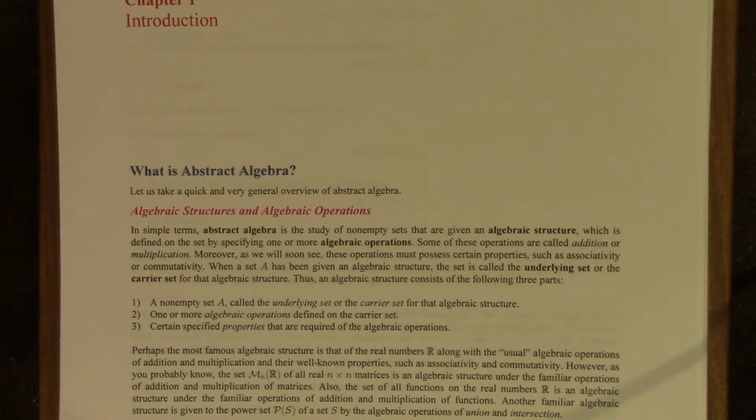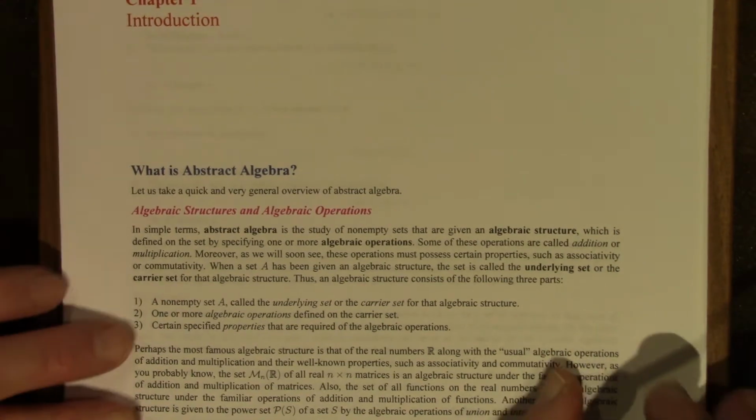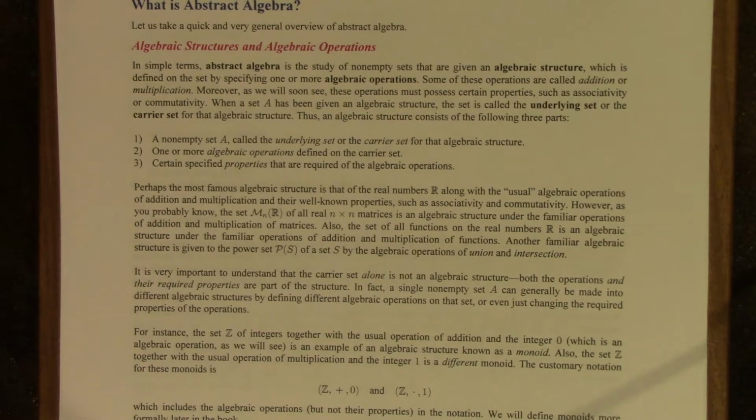Well, in simple terms, abstract algebra is the study of non-empty sets that are given an algebraic structure, which is defined on the set by specifying one or more algebraic operations. Some of these operations are called addition, some are called multiplication, some are more unusual operations that don't fit really either of those terms, and we'll discuss that a bit later. But we will see that the operations, however they're described, must possess certain properties, such as associativity or commutativity. When a set A has been given an algebraic structure, the set is called the underlying set or the carrier set for that algebraic structure.